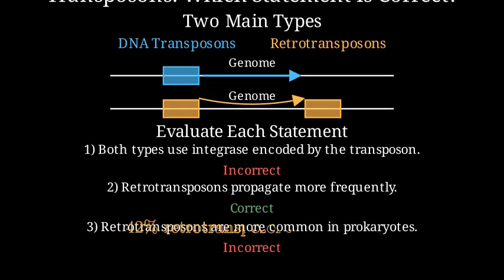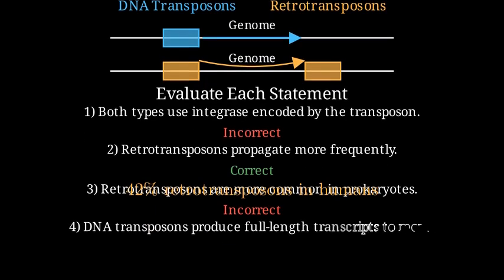Statement 3 says, retrotransposons are more common in prokaryotes, while DNA transposons are more common in eukaryotes. This is incorrect. Retrotransposons are extremely common in eukaryotes. For example, about 42% of the human genome is retrotransposons, while DNA transposons are only about 2 to 3%.